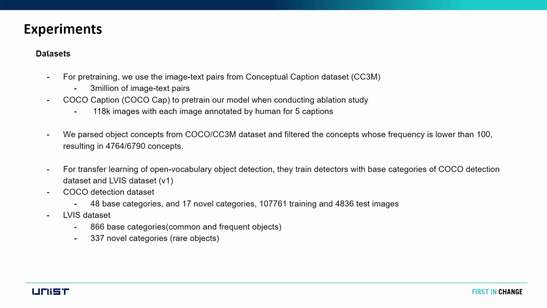Okay, yeah, so the data sets they used are as follows. For pre-training CLIP, they use CC3M, which has 3 million image and text pairs. And also there is COCO Caption, which is used to pre-train the model for conducting the ablation study. This is a smaller data set, so the training will not take that much time.